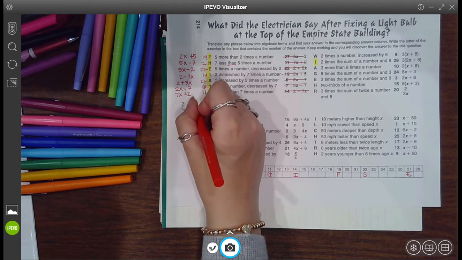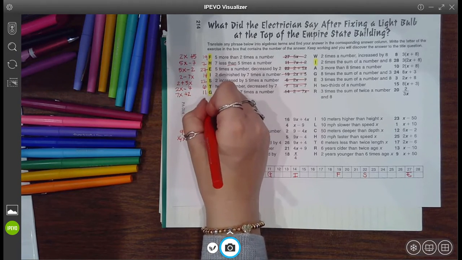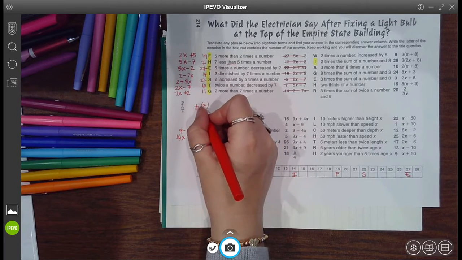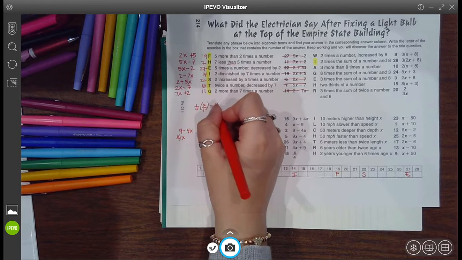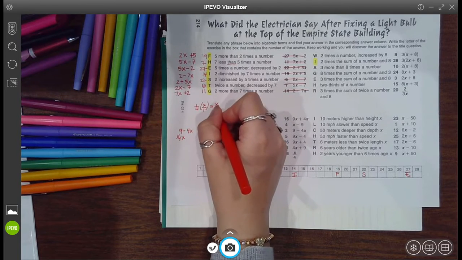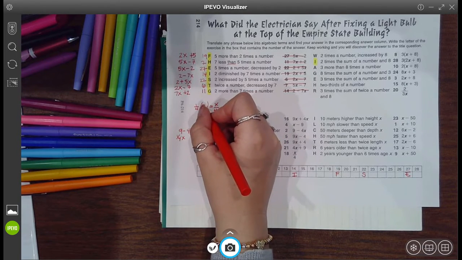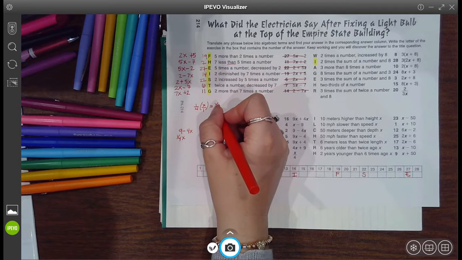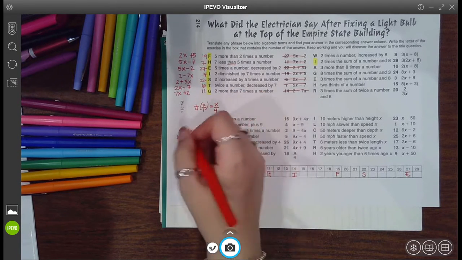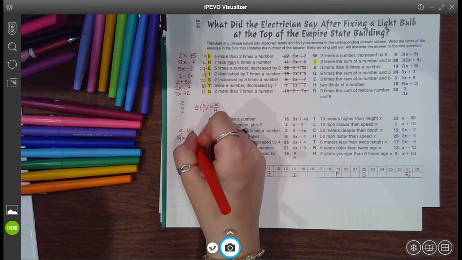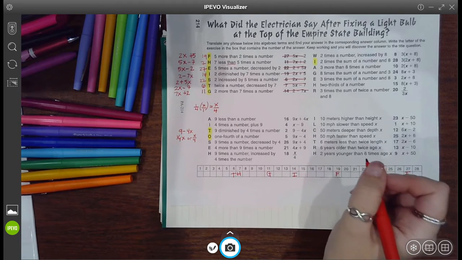And if you think about it, 1/4 times x, right? You can kind of put that x over 1. And so when you multiply across, 1 times x is x, and 4 times 1 is 4. So 1/4 times x is the same thing as x over 4, because multiplying by a fourth is the same thing as dividing by 4. Okay, that one was tricky. That's why I wanted us to try it.